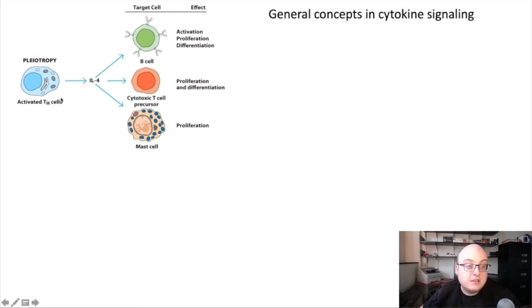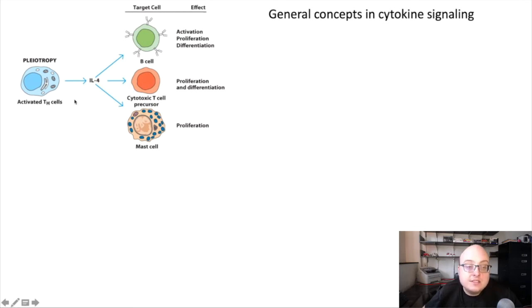But an example here in this figure, nonetheless, are activated Th cells, so T helper cells. These are CD4 T cells, and they express a cytokine called IL-4. IL-4 is a highly pleiotropic cytokine because lots of different cells express the IL-4 receptor. So IL-4 can signal onto lots of different cells, and when it does so, it can induce lots of different effects, anything from activation to proliferation to differentiation. All of these are distinct biological outcomes.